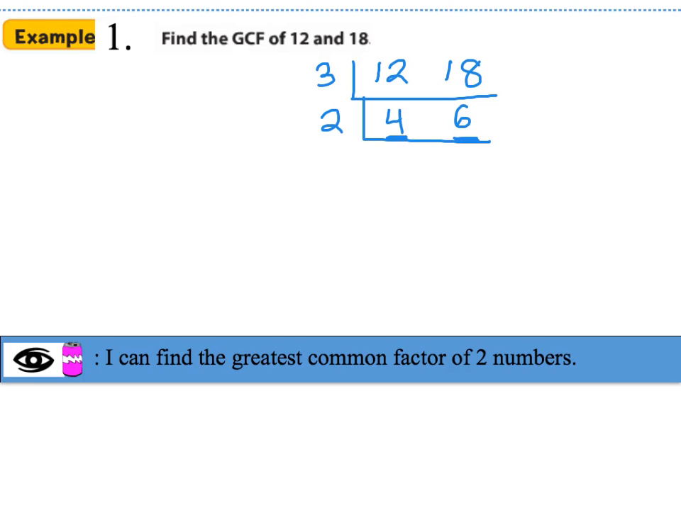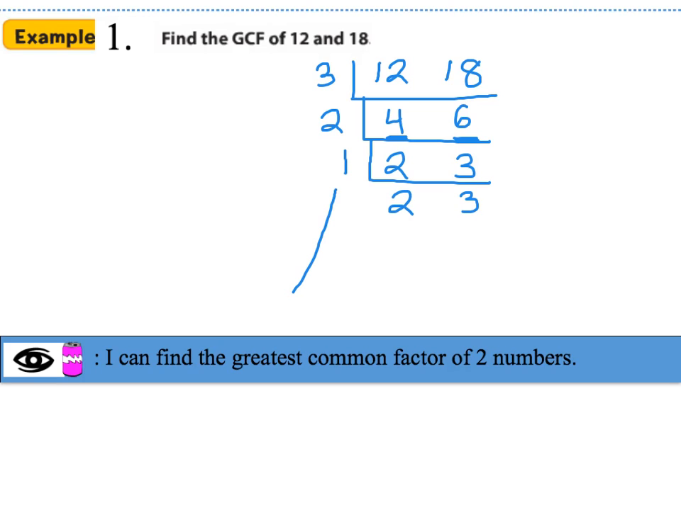2 goes into 4 twice, and 2 goes into 6 3 times. So now our next job is to ask ourselves what number goes into both 2 and 3 evenly. The only number that I can think of is 1. 1 is the only number that can go into 2 and 3 evenly. So 1 goes into 2 twice, and 1 goes into 3 3 times.